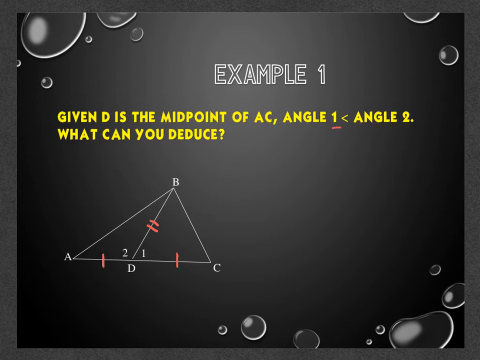So then the other piece of information is that angle 1 is smaller than angle 2. What can you figure out from that? BC is less than AB. So this was smaller, this is larger, the side opposite the smaller would be smaller than the side opposite the larger. Easy stuff, right? It's a good way to end a chapter.